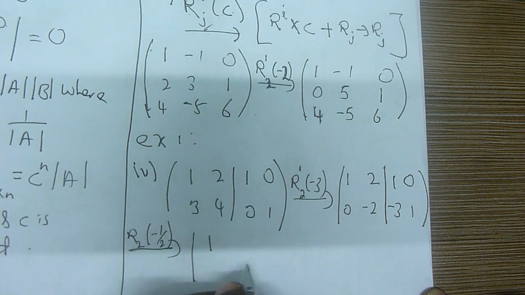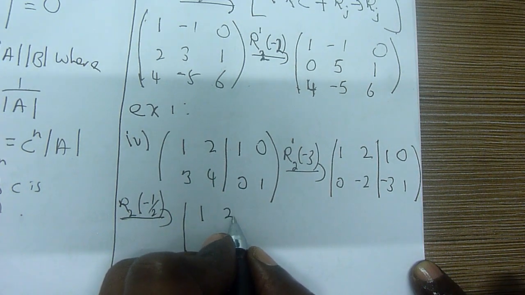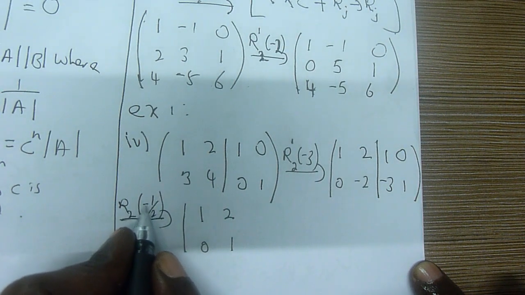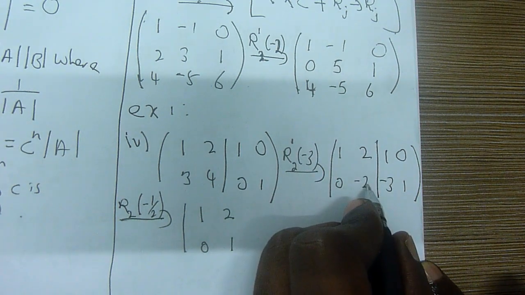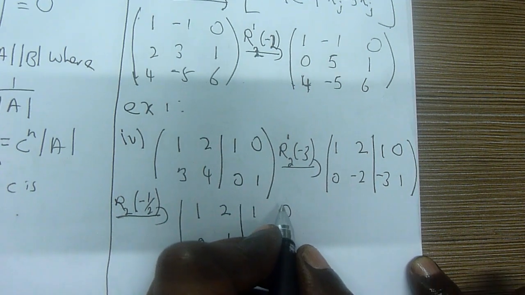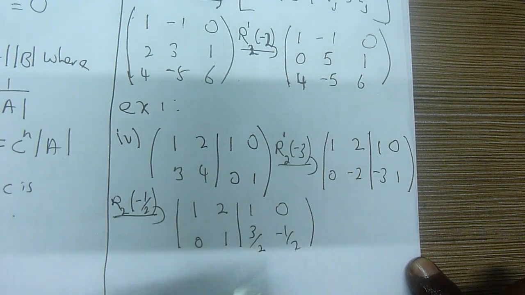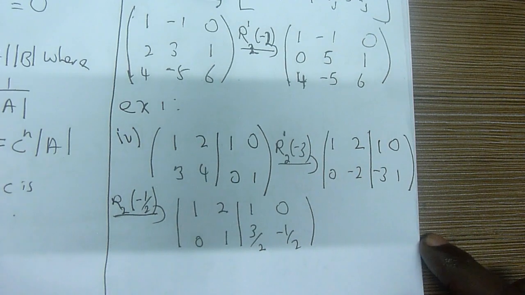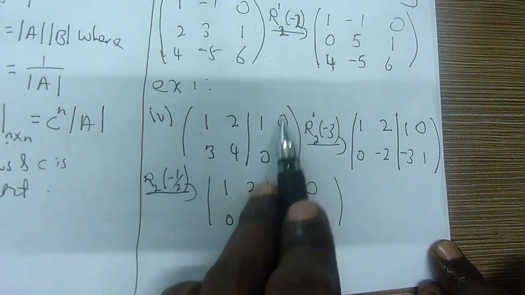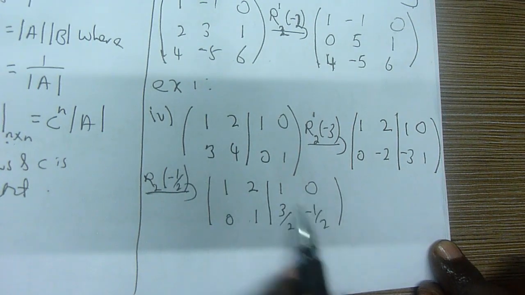That means it's a 1. I'm taking 2, don't touch anything. This becomes 1. Can you see? Row number 2, divide by the half. I get a negative half, right? What I'll get here is 1 0, 1 0, 3 over 2, negative half. And one more step. Now I need to make this 0. I already shifted the whole identity to this side, and I'll get the inverse of this.